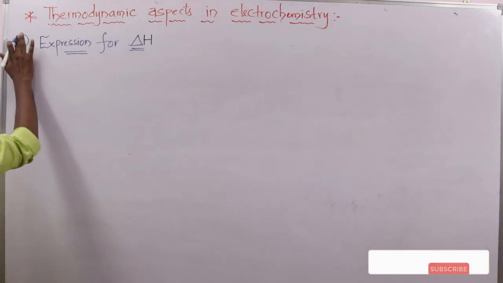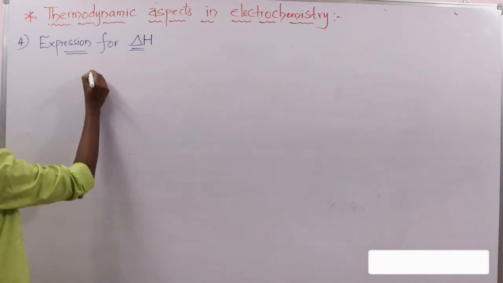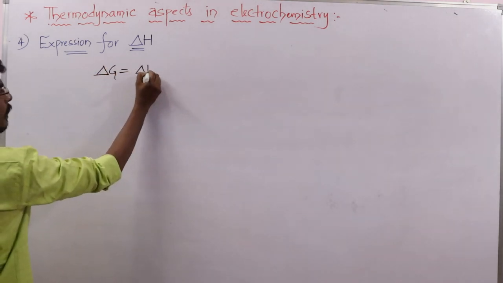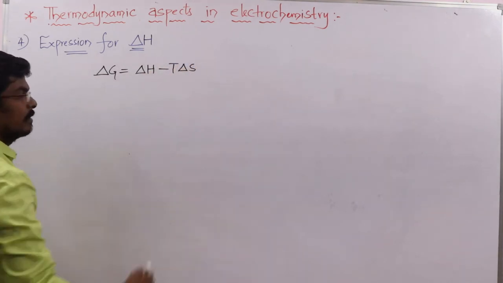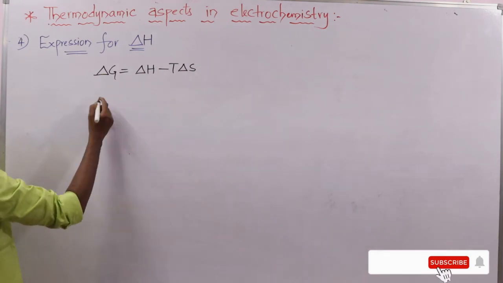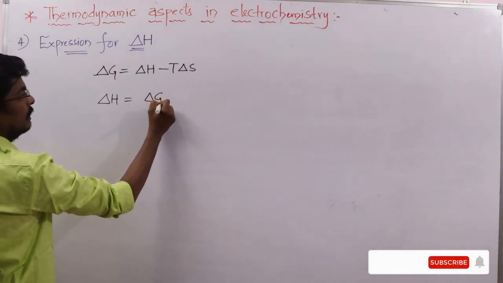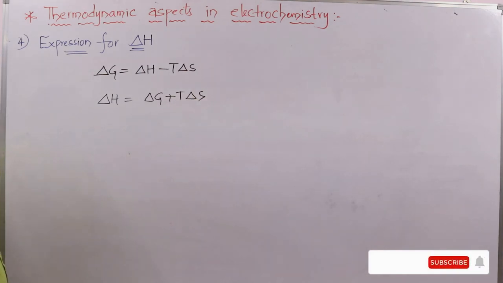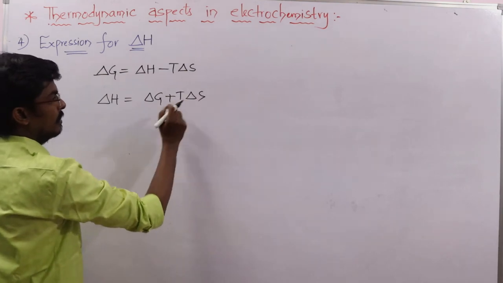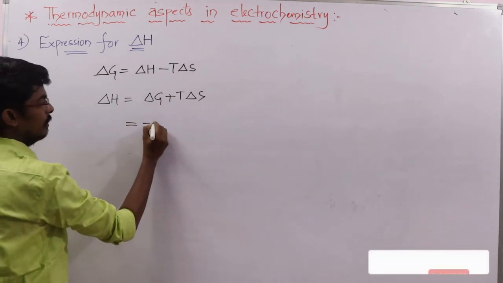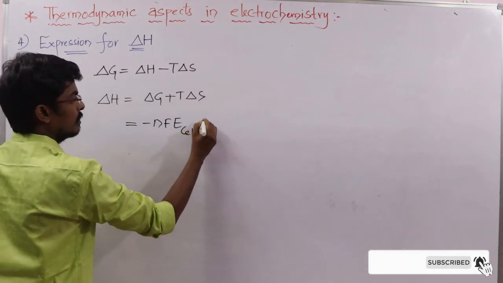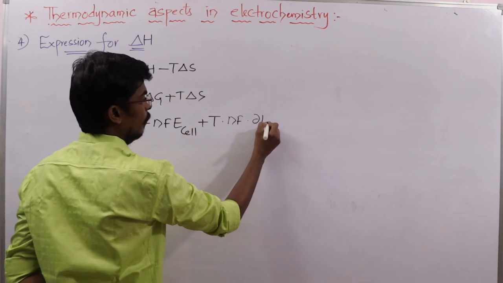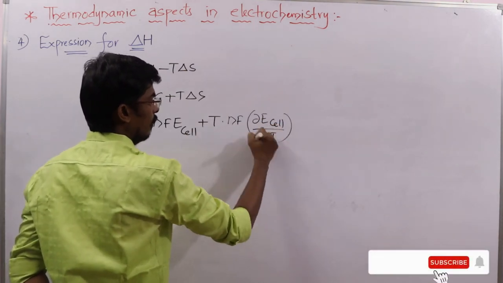Usually for the change in Gibbs energy, you have the formula delta G is equal to delta H minus T delta S. Here I need delta H, so delta H is equal to delta G plus T delta S. You know the expression for delta G, and you also know the expression for delta S. So delta G is minus nFE cell, plus T delta S, which we have just been given as nF dou E cell by dou T at constant pressure.